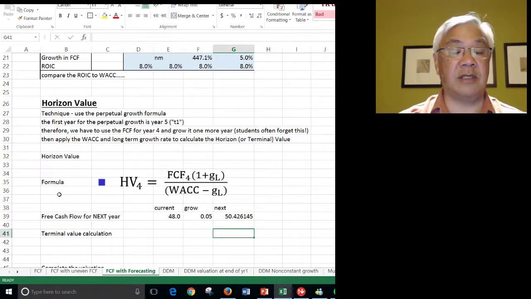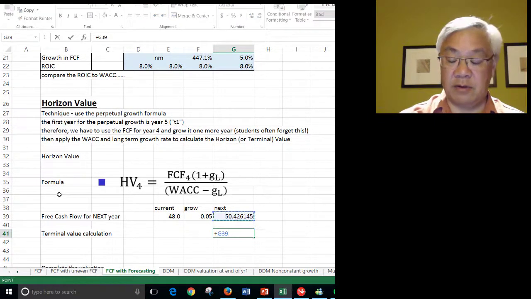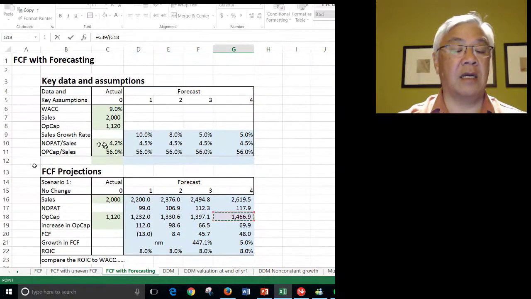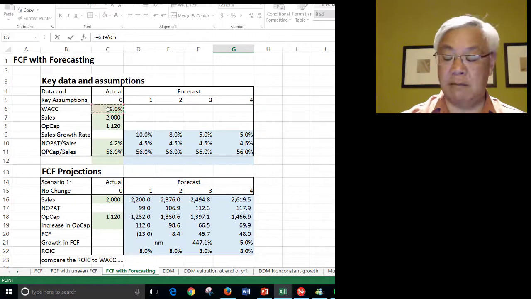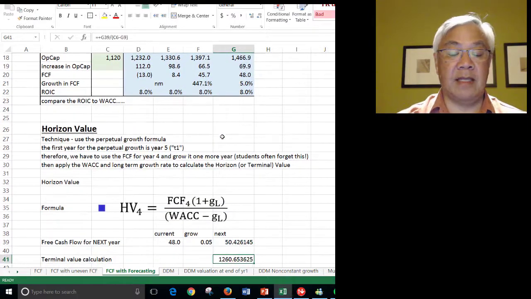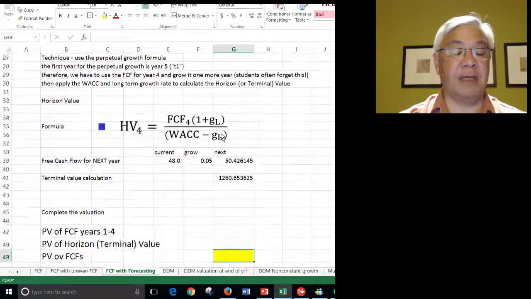Terminal value calculation is we take that number divided by, open parens, the WACC of 9 minus long-term growth rate of 5%. And that is our terminal value.